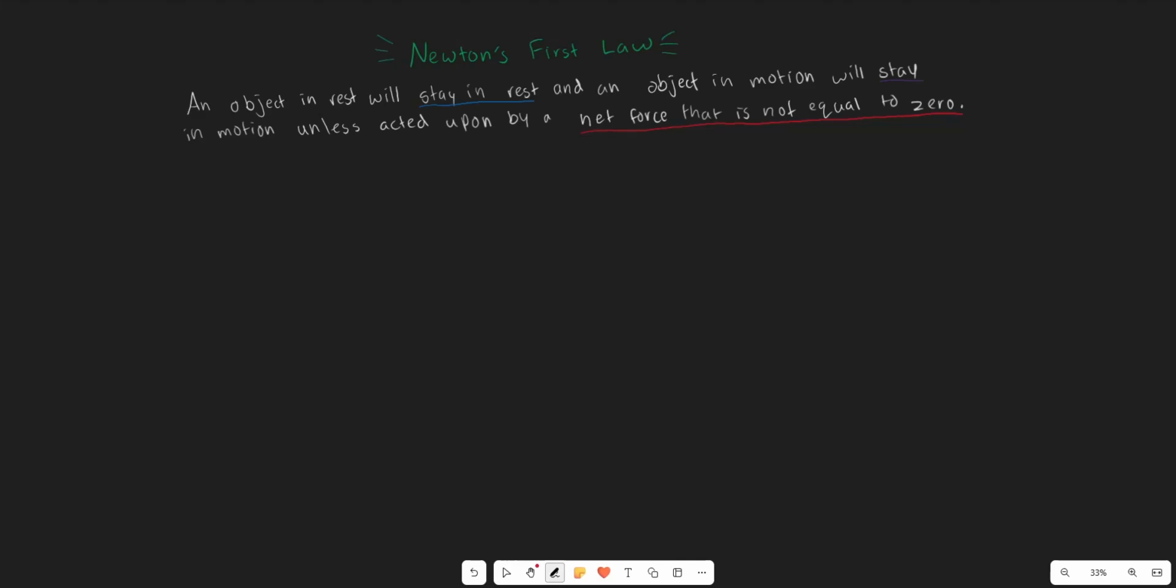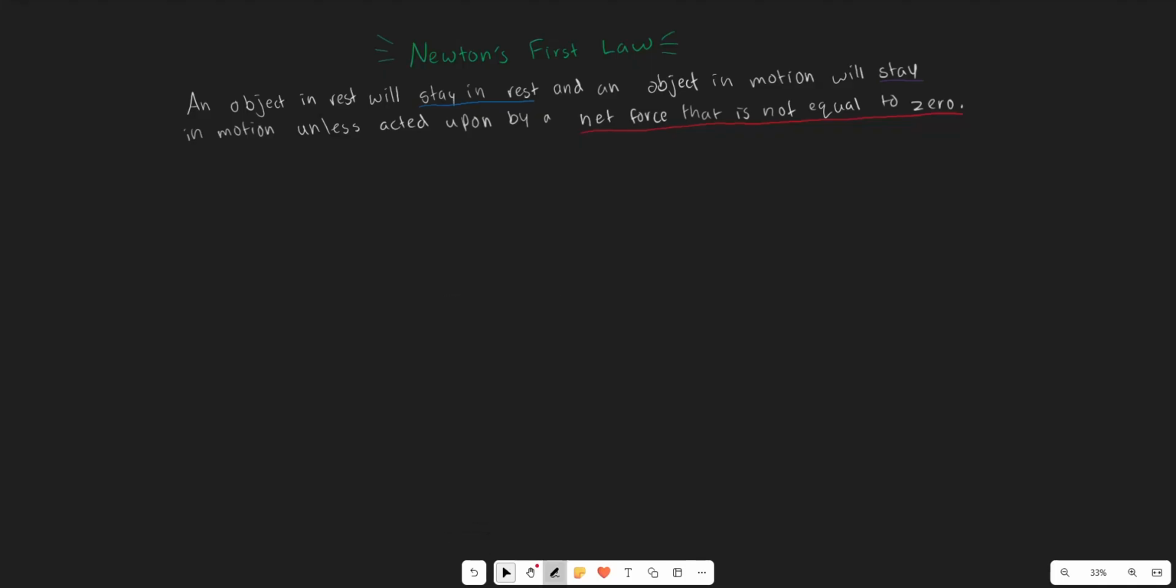Let's learn about Newton's first law. It states an object in rest will stay in rest, and an object in motion will stay in motion unless acted on by a net force that is not equal to zero. So, let's explain this step by step.